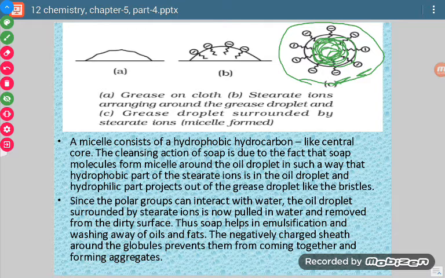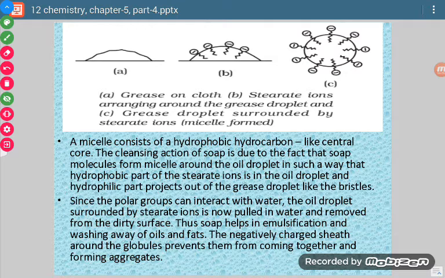Okay, so when this repulsive force increases, then all these molecules move away from each other. When they move away from each other, then what do they do? They take a micro portion of this oil or grease droplet along with themselves, and in this way that grease or oil drop breaks down and is carried away by different molecules, and in this way that oil or grease gets removed from the cloth. Okay, so this is the mechanism of our washing. Okay, so how this dirt is removed, this is the mechanism.